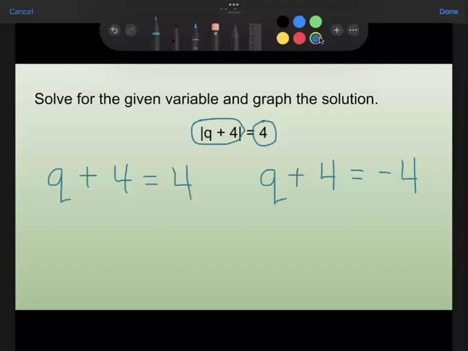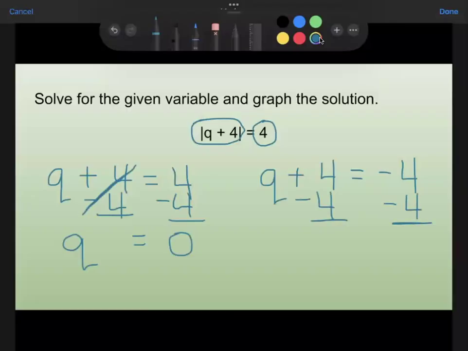Now we're going to solve each equation separately. So q plus 4 equals 4. So I'm going to subtract 4 from both sides to get that solution. Cancel. Q equals 0. And on this side, I'm going to do the same thing. I'm going to subtract 4 from both sides. Cancel that out. Q equals -8. So I have two possible solutions for q. Q could equal 0 or -8.